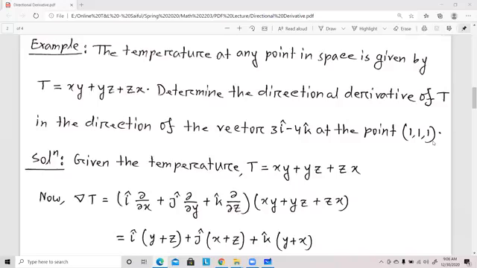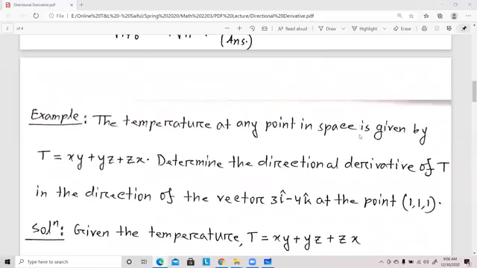Suppose a heated body is given, and the temperature function there is denoted by T. We have to find the directional derivative of T in the direction 3i minus 4k at the point (1, 1, 1). Okay? So we know in the given question T equal to xy plus yz plus zx, and we know the directional derivative of T. To find the directional derivative of T, what do we have to do? Any comments?